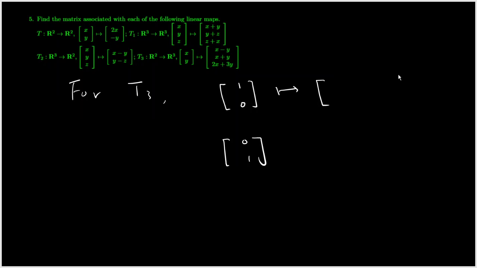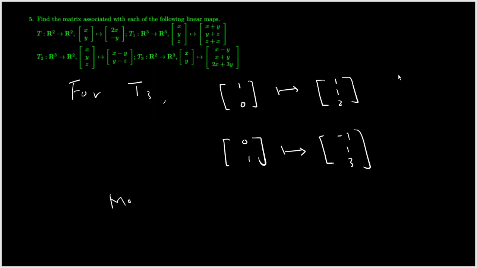X value is 1, y value is 0. So for the input of 1 0, I believe the output is 1, 1, 2, if you replace x with 1 and y with 0. And likewise, for the input of 0 1, x value is 0, y value is 1, I think you have negative 1, 1, 3. Is that right? Correct me if you see anything wrong.